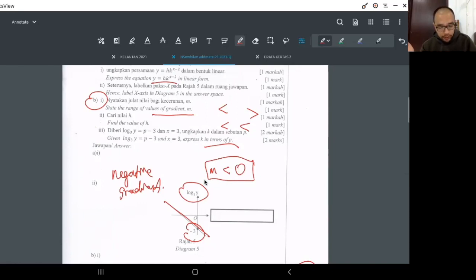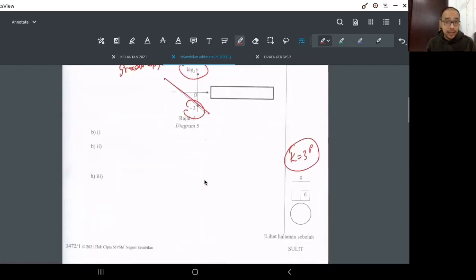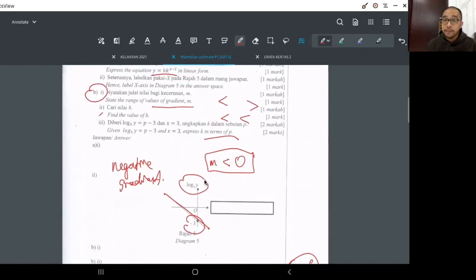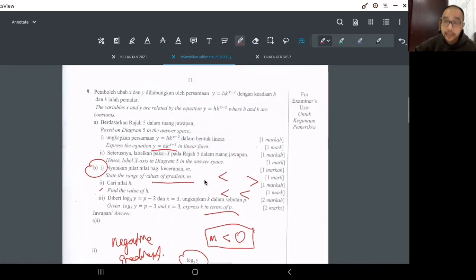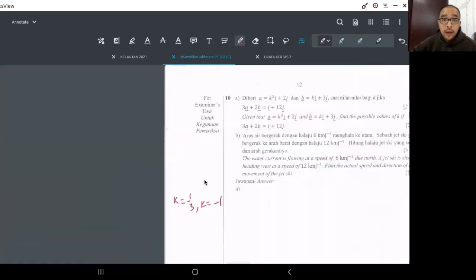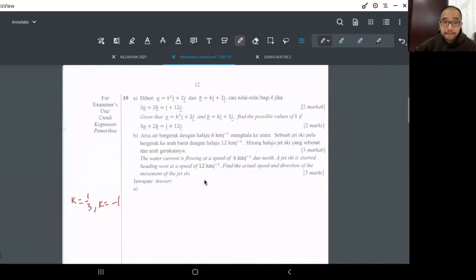You can find the value of H. H has something to do with the y-intercept. This is only 1 mark, so I'm not really going to show this to you. But if you do everything correctly, you should be able to get the last one correct. So I'm only going to give you the answer for the last one, which is k equals 3 to the power of p. I'm going to leave this as it is here. All right, question 10.